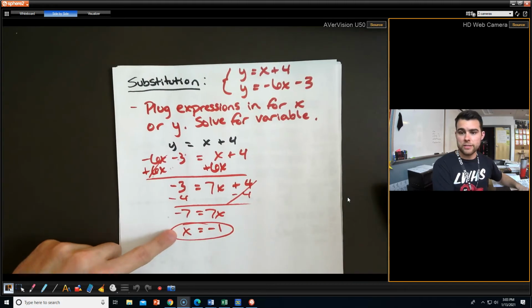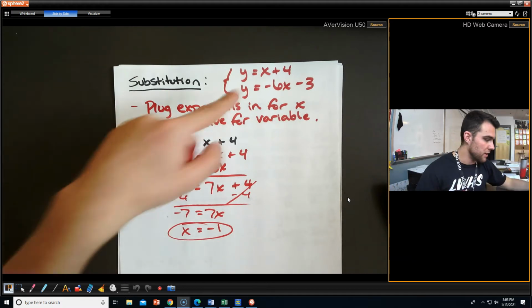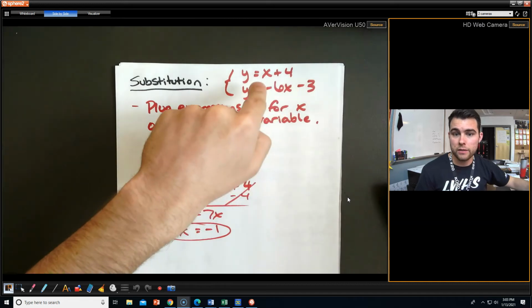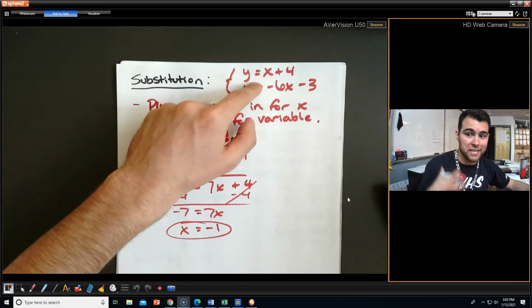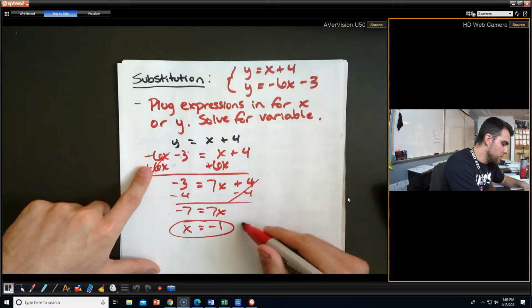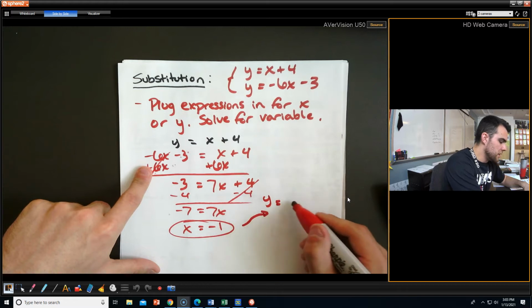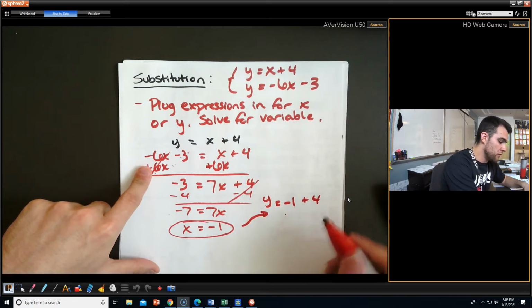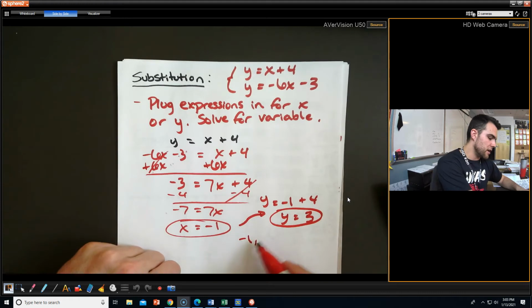So now what can I do with this? Well, just like I said earlier, if we knew that x is equal to 3, I could plug it in for here. But x is equal to negative 1, so I can plug it in for this guy still. It's just the same thing, except instead of 3, I'm saying negative 1. So now we have y equals negative 1 plus 4, and negative 1 plus 4 is just 3, so y equals 3. And I can write my answer as negative 1 comma 3.